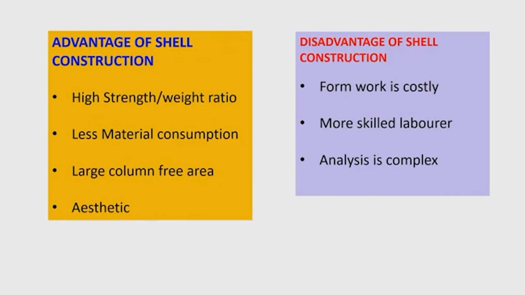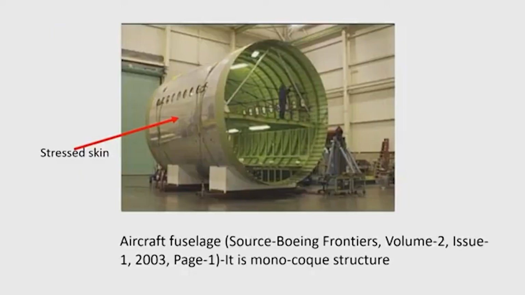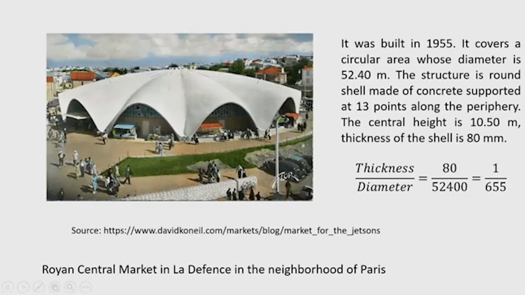Then aesthetics is important, because it attracts many people, and therefore, aesthetics is achieved. The aesthetic sense is very high in the case of shell construction by giving a suitable form of construction, okay.